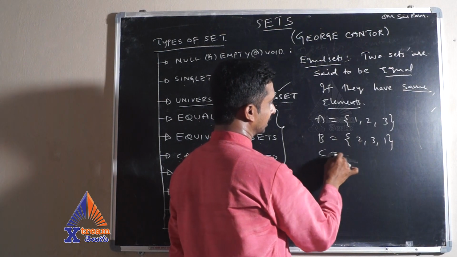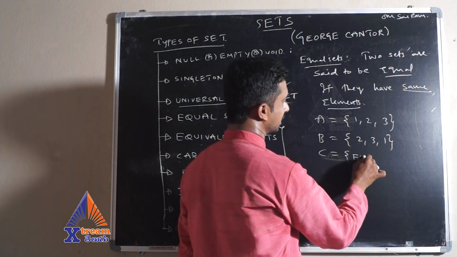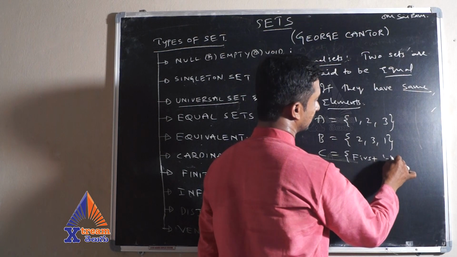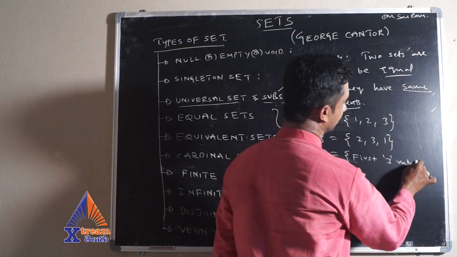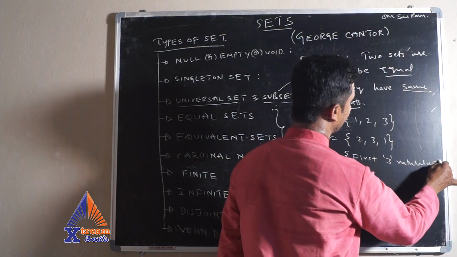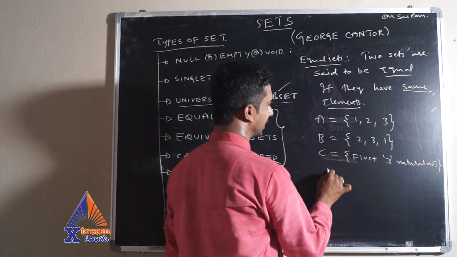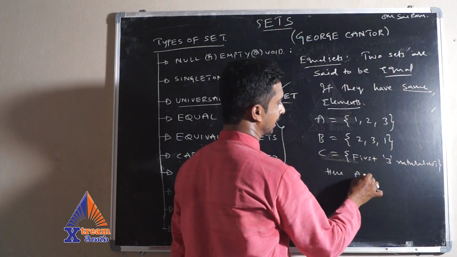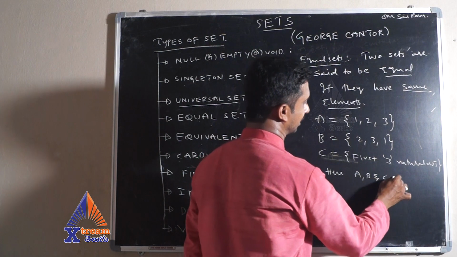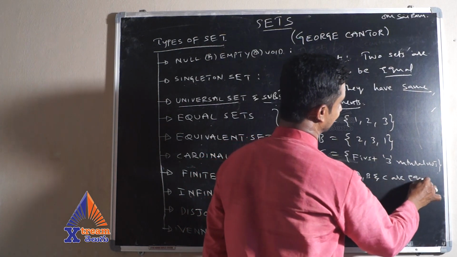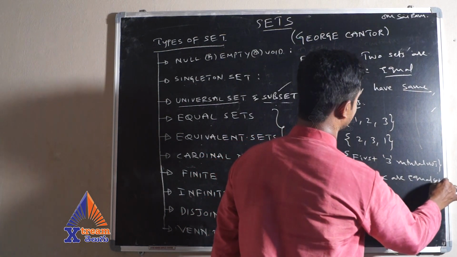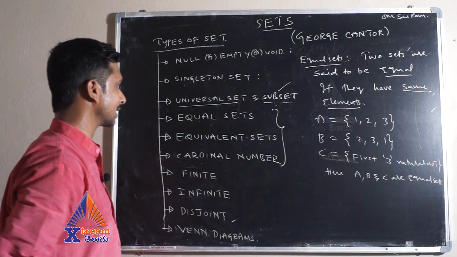C, also you can take in another way. First three natural numbers. First three natural numbers are nothing but 1, 2, 3 only. So here you can say A, B and C are equal sets. That is equal set.